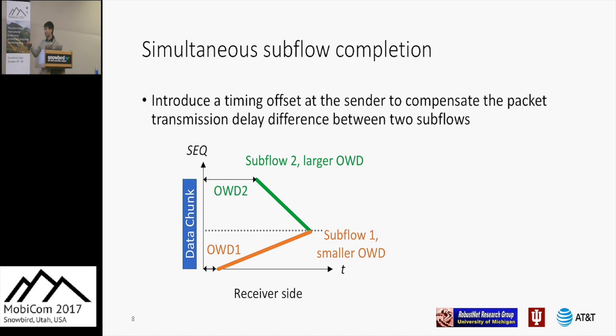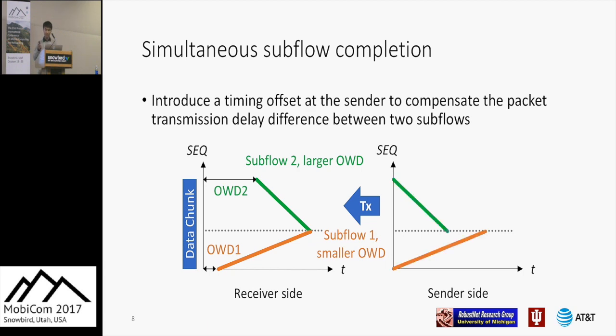Because we use the decoupled chunk-based transfer, the two subflows transmit from different ends of the chunk towards the middle. To ensure that both subflows finish at the same time at the receiver side, as in the left figure, at the sender side the green flow, with the larger one-way delay, needs to finish transmission earlier than the other one. The amount of this timing offset is the one-way delay difference between the two subflows. We have more details in the paper on how this is derived.